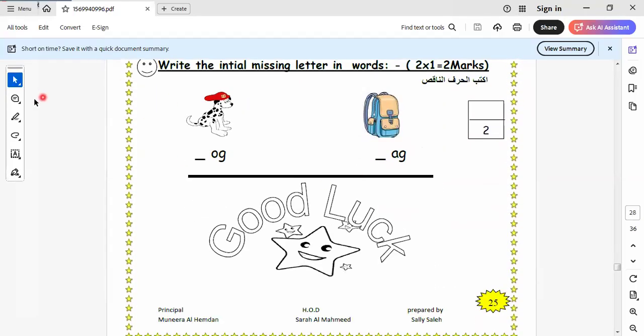Here is the missing letter. What will it be? It will be D, dog. Here is bag. Okay. Let's go to another exercise here.